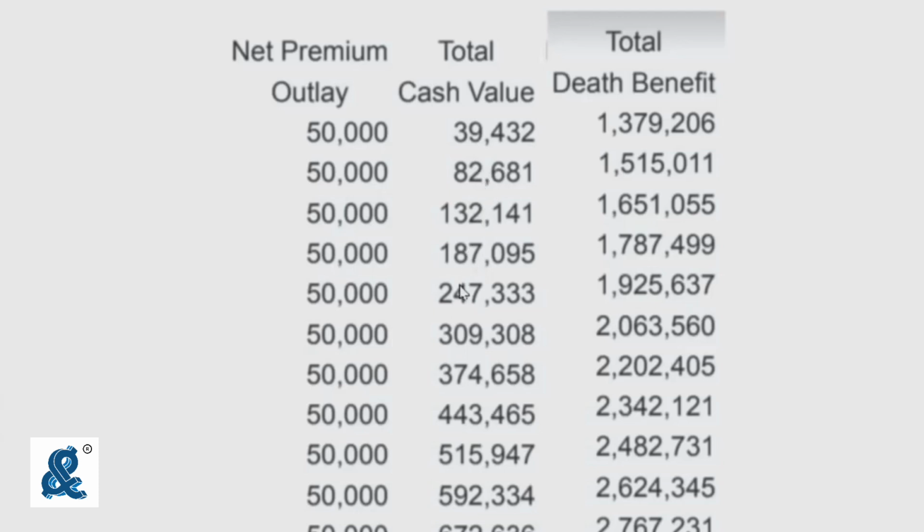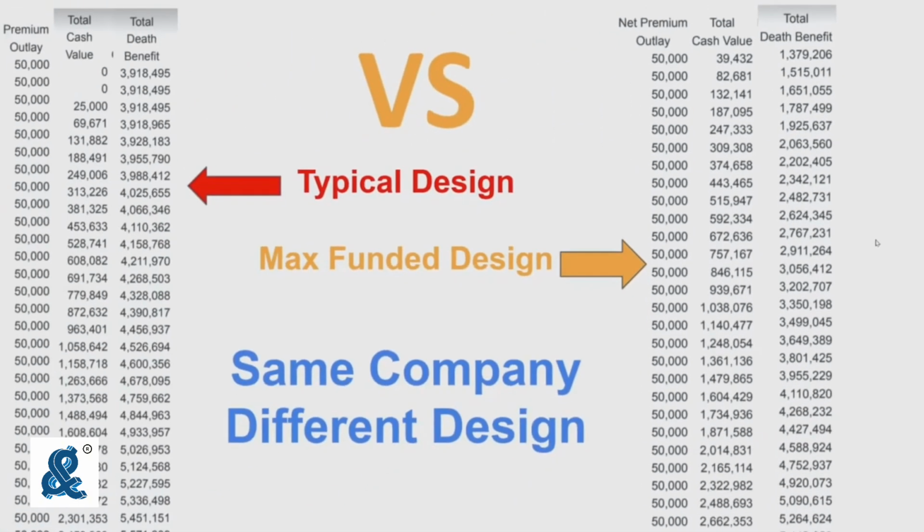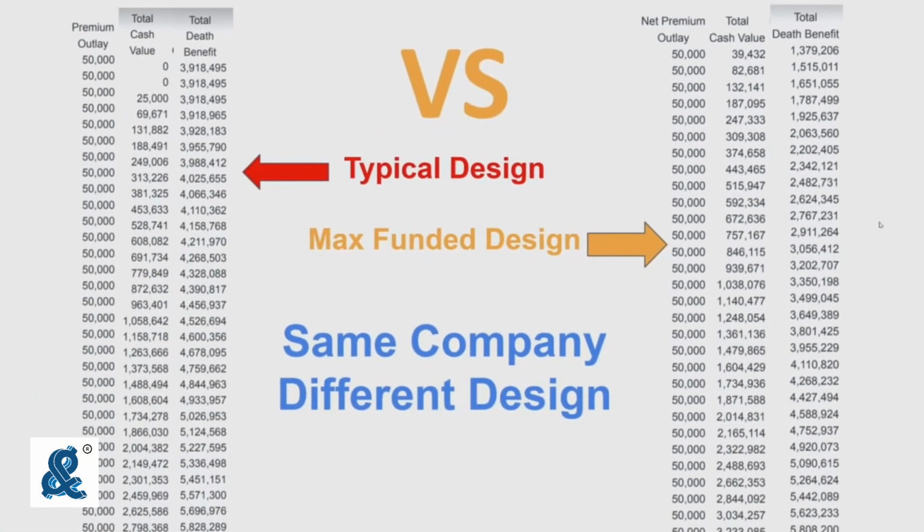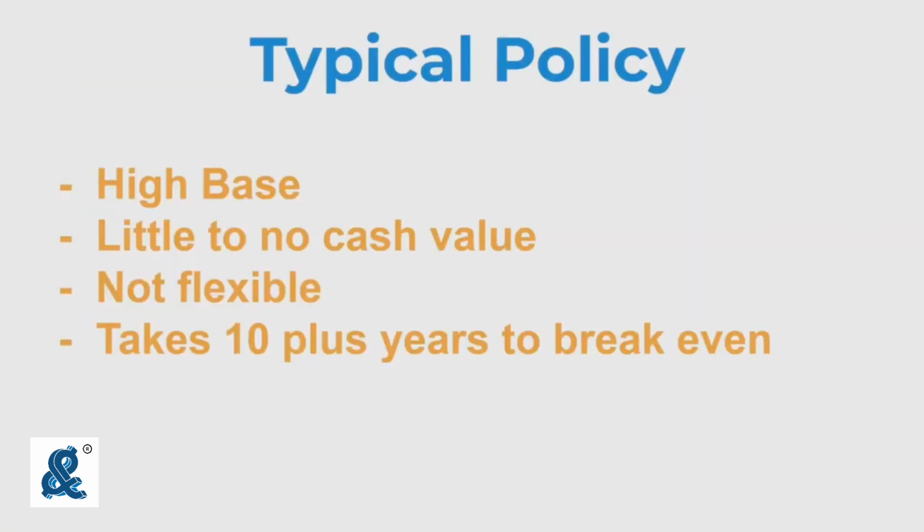I think the break even is year 6, meaning you have more money than what you put in, in this example. Again, I'm not saying this is the most optimally designed policy. I'm just showing you this is the same company, same person, same health rating, different design. And a typical policy has a high base, little to no cash value, no flexibility, and usually takes 10 plus years to break even.